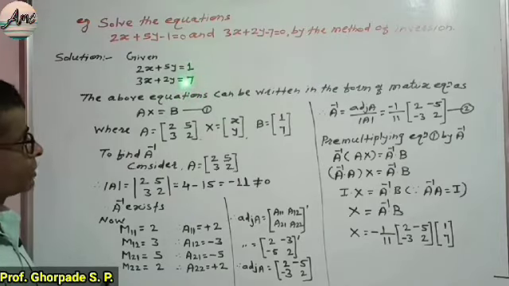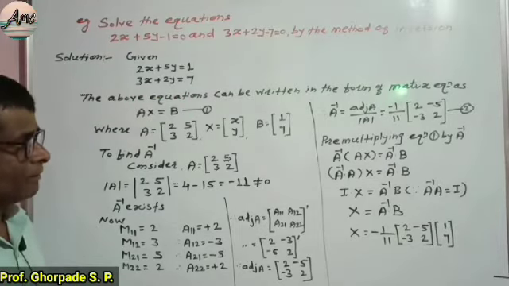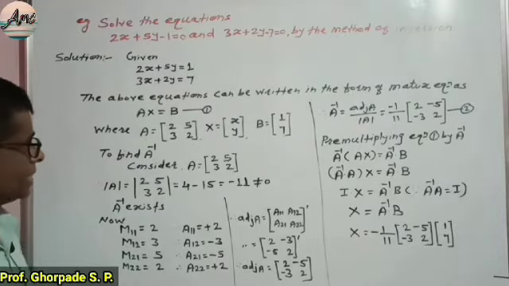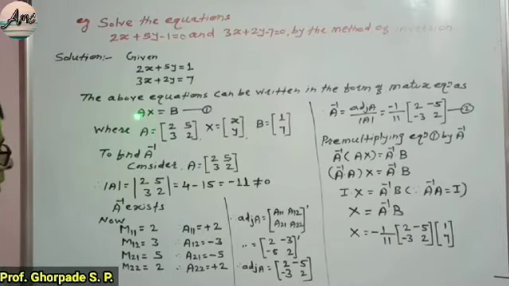Now the constants are present on the right-hand side. So we have written the given equations into the standard form. So the above equations can be written in the form of a matrix equation as AX = B, say equation number 1. Here AX = B is known as the matrix equation, where A is a matrix consisting of the coefficients of x and y from the given equations.